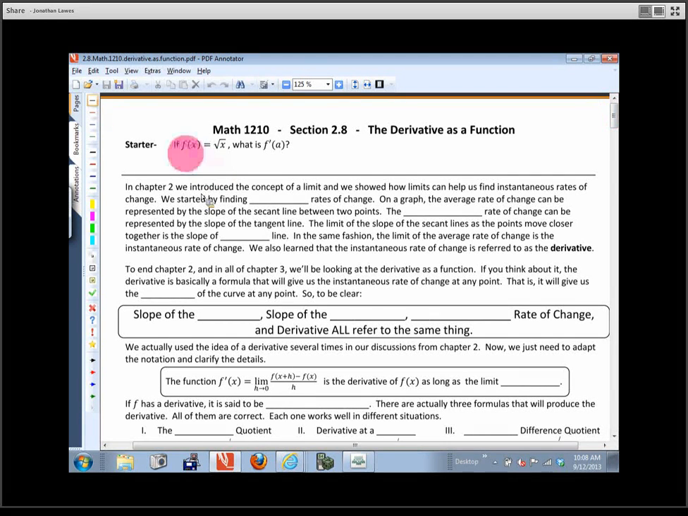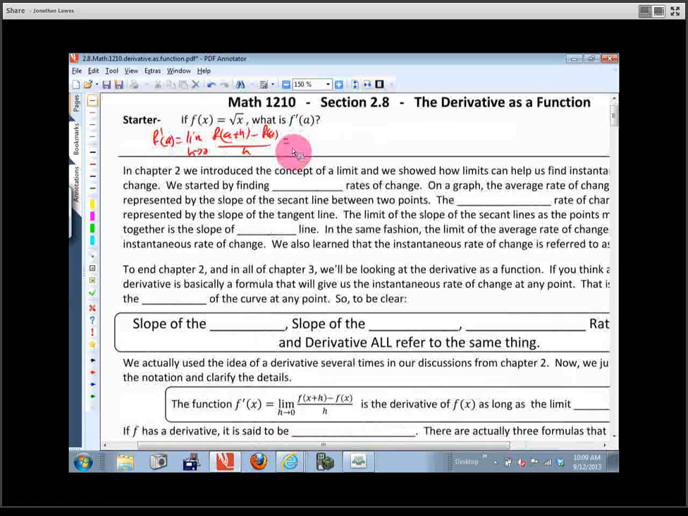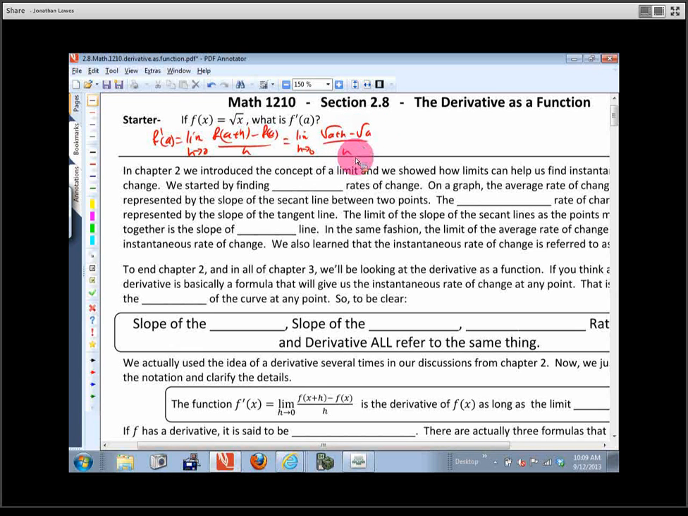So what we want to do here is, given this function, square root of x, find f prime of a. I'm going to define f prime of a as the limit as h approaches 0 of f of a plus h minus f of a, over h. Then I'm going to plug in these values into that function. So this is the limit as h approaches 0 of the square root of a plus h minus the square root of a, all over h. I'm going to try to evaluate this by substitution, but of course I can't, because the denominator is going to be 0.